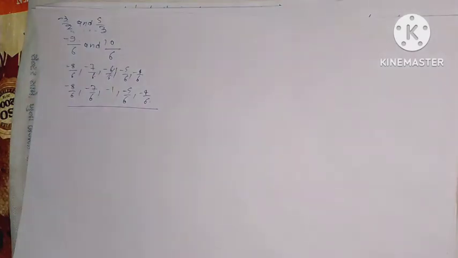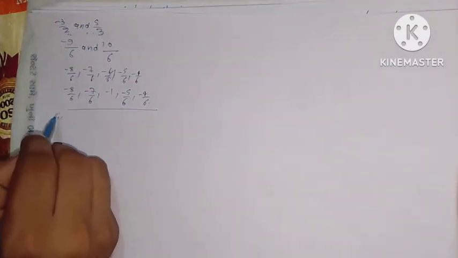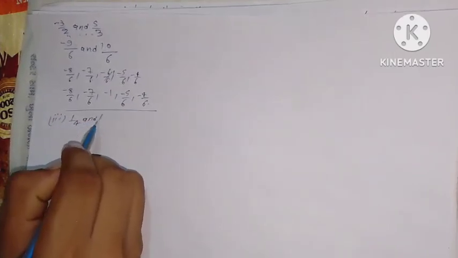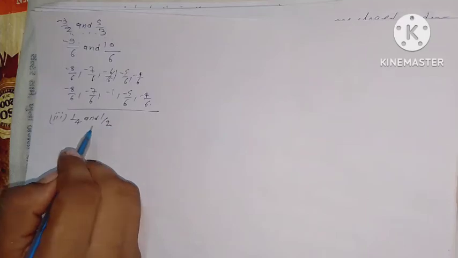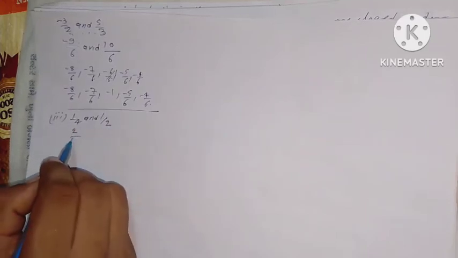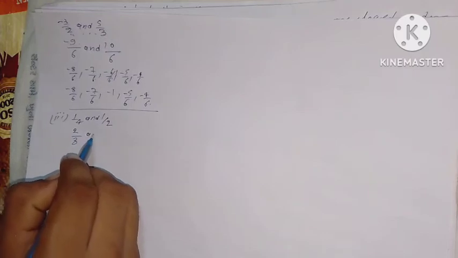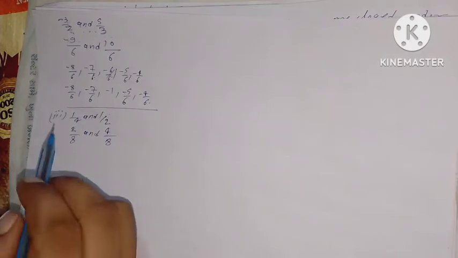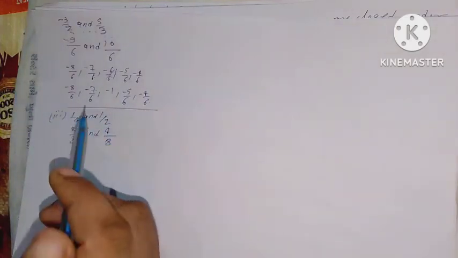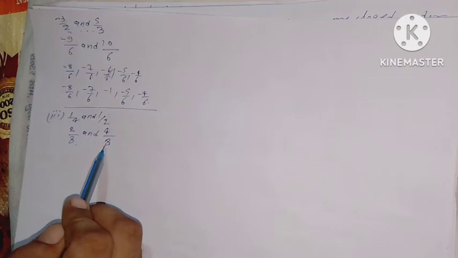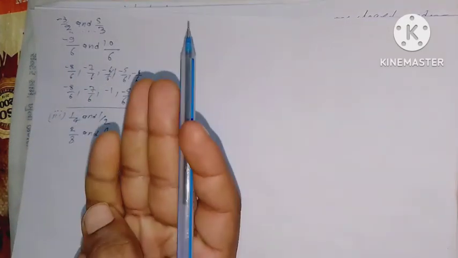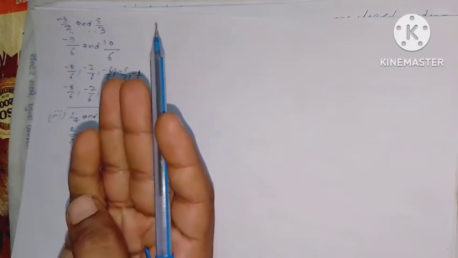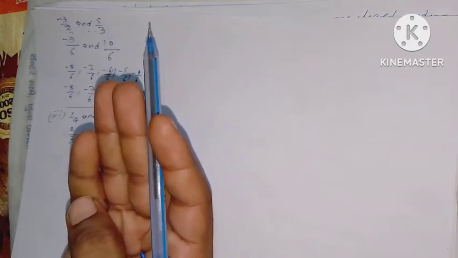And question number three: find rational numbers between 1/4 and 1/2. These can be represented as 2/8 (1 times 2 is 2, 4 times 2 is 8) and 4/8. But there are no 5 rational numbers present between 2/8 and 4/8, because only 3 is present. So we will multiply both by 4.